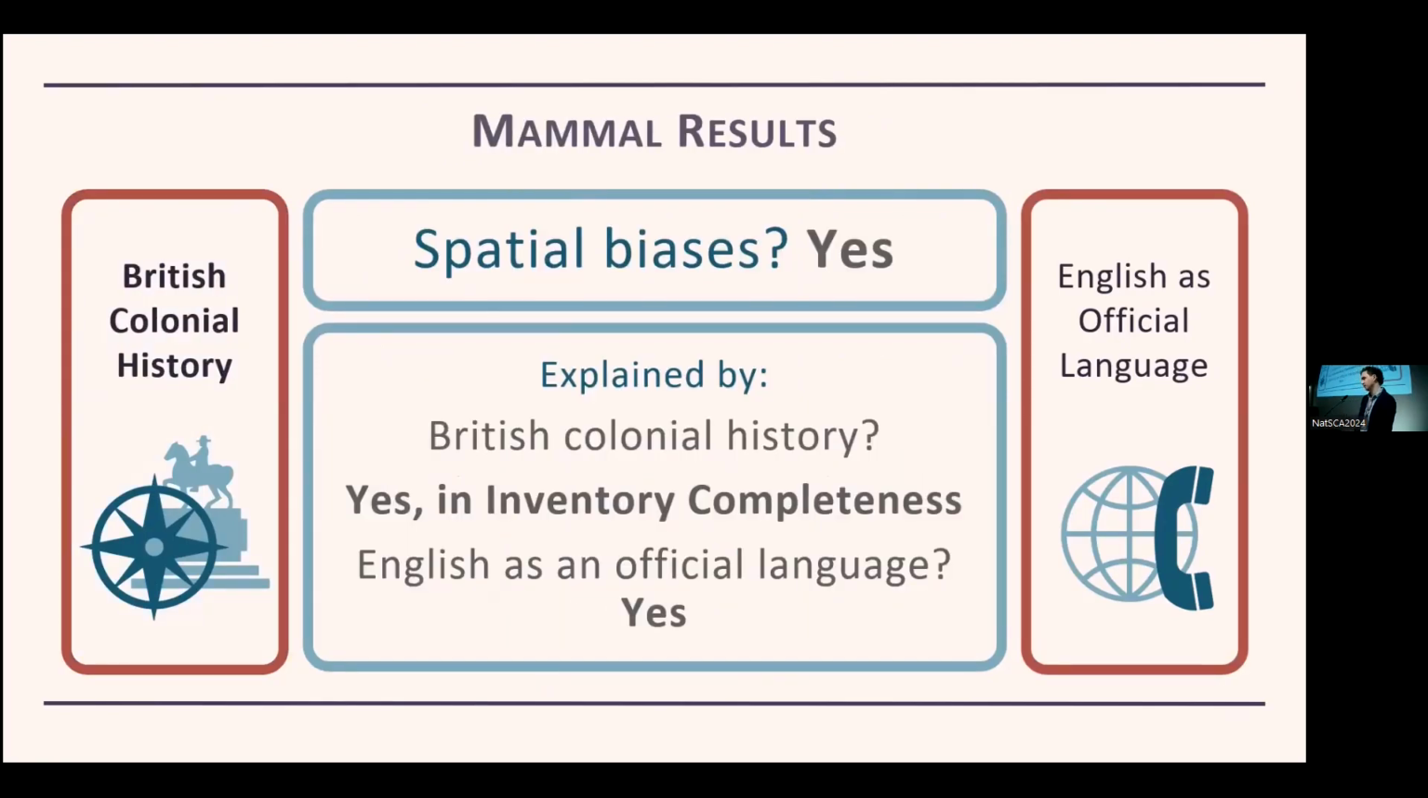The results of my generalized linear model showed that there were spatial biases and that British colonial history did explain variation in sampling effort for inventory completeness. And in all of the analyses I ran, it showed that whether or not English was an official language explained variation for both specimen number and inventory completeness.